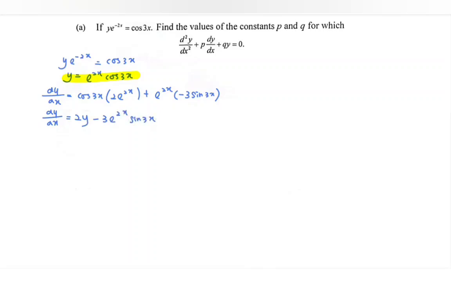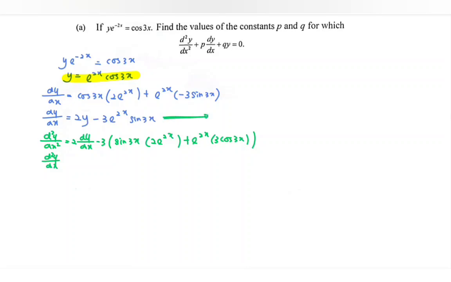Continue. Differentiate for the second time. So we will have the second derivative. If we differentiate 2y, we will have 2 dy/dx, minus 3 bracket, we have sine 3x. Differentiate the exponent and we will have 2 exponent 2x, plus exponent 2x, if we differentiate the sine 3x, we will have 3 cos 3x. Rewrite the situation.